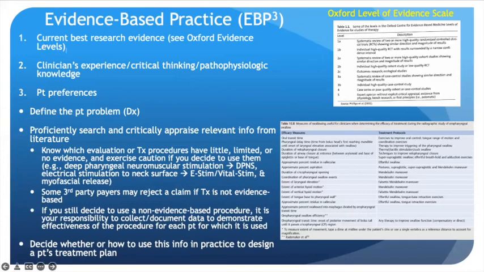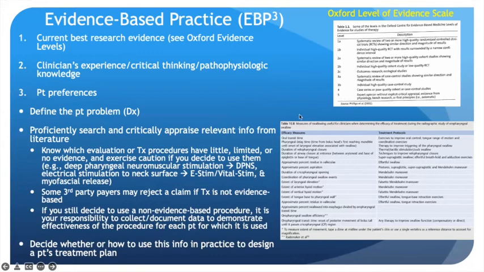Relative to levels of evidence, the Oxford level of evidence scale is provided here. It gives you an idea of what the highest and the lowest levels of evidence are. Note that a meta-analysis or a systematic review of two or more high quality randomized controlled trials showing similar direction and magnitude of results is number one, A here. And the lowest level of evidence is expert opinion.